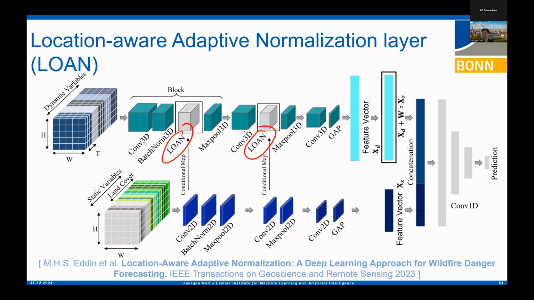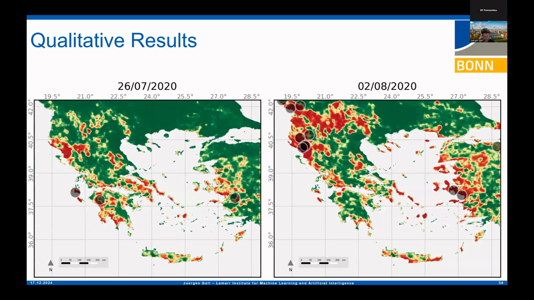I just want to show a few qualitative results. This is an example from 2020, an existing data set that is publicly available. It's the region around Greece. The black circles here mean there are recordings, where a wildfire actually started on the day. And the red is the prediction by the network.